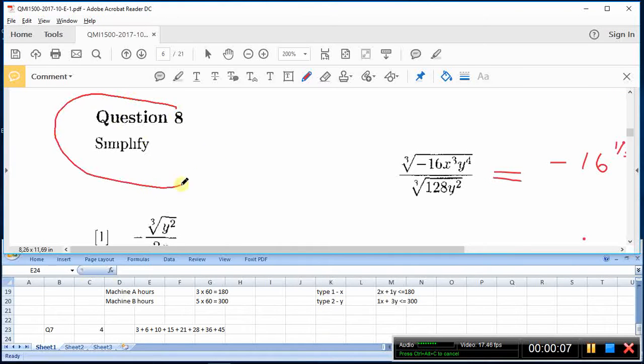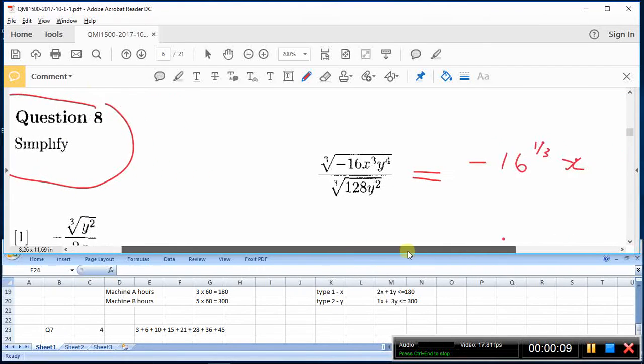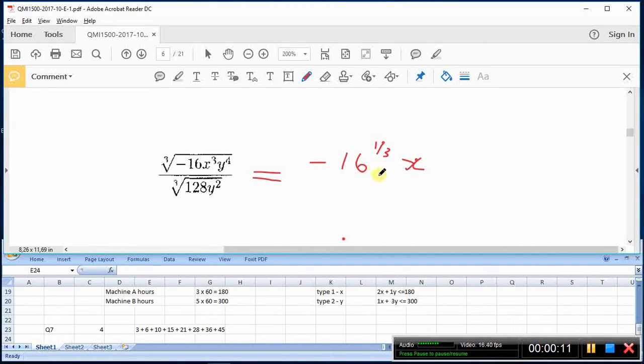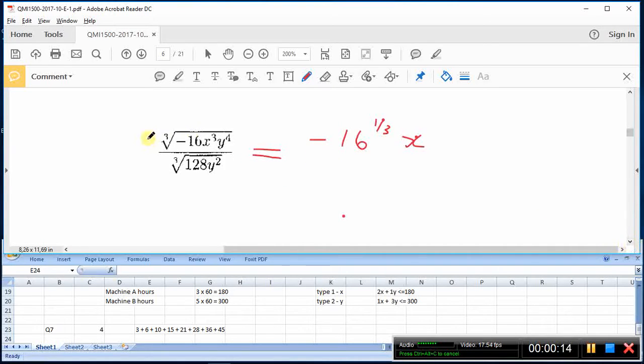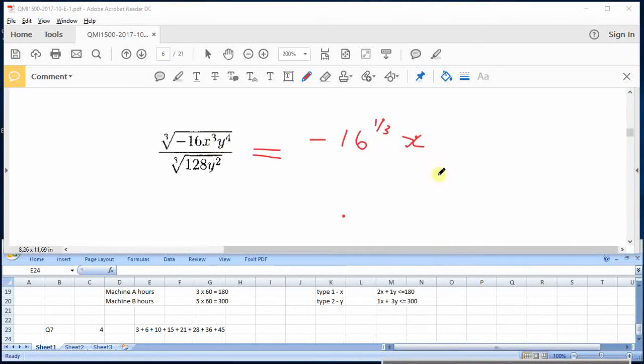Question 8 said simplify. Right, so we're busy simplifying this. Okay, so how do I get a root 3 away? I divide all of these numbers by an exponent, 1 over 3, because 1 over 3 means root 3 basically.